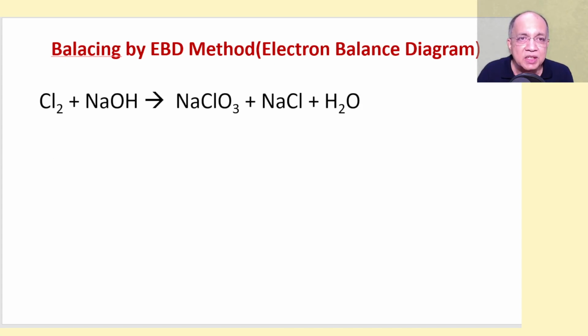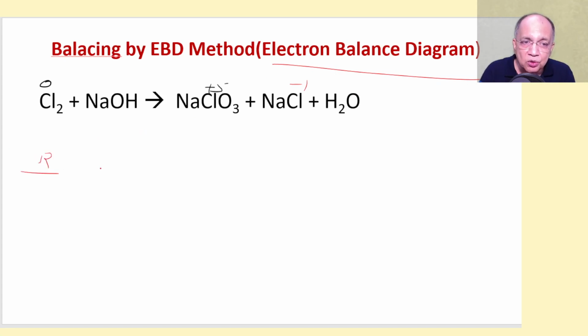Now, this is a disproportionation reaction. You see, the same chlorine is oxidized from 0 to +5 and the same chlorine goes from 0 to -1. So in this type of reaction, it's not at all advisable to go for the ON method. So another version of the ON method is the EBD method. EBD means electron balance diagram.